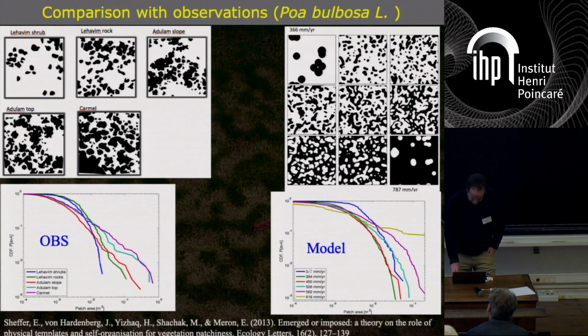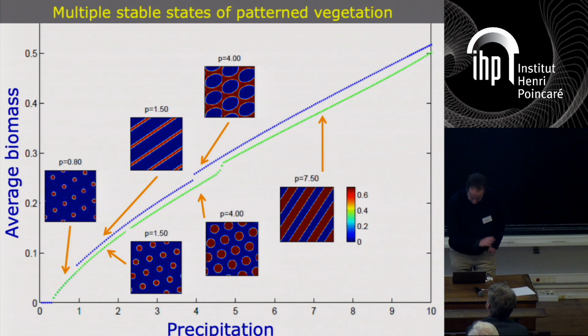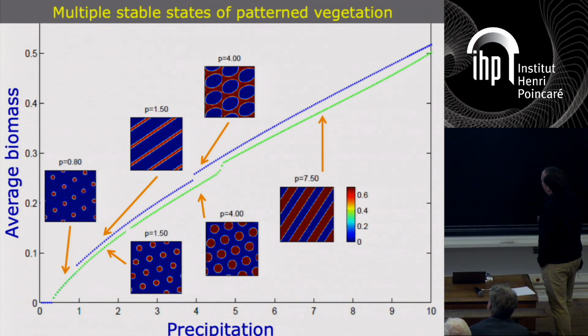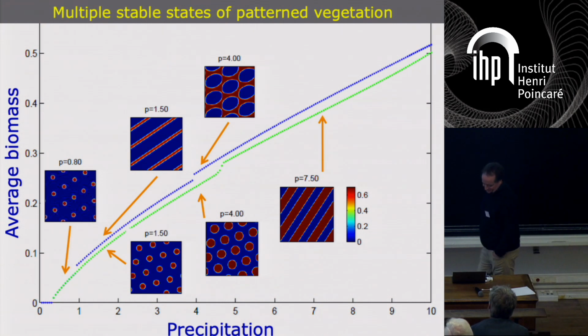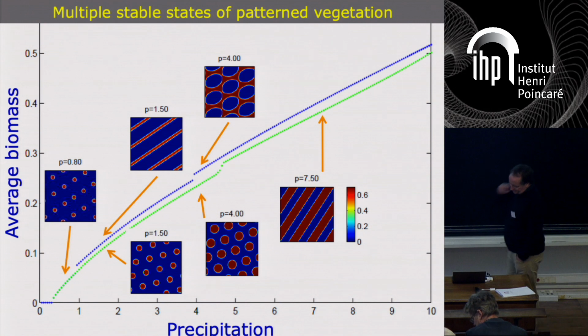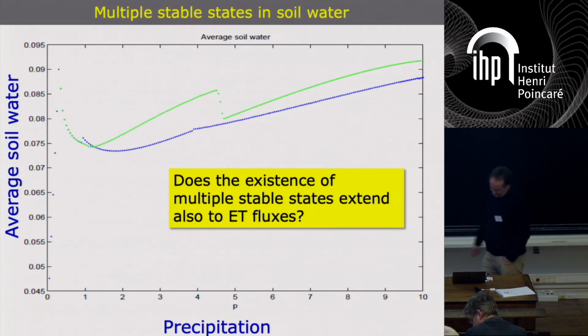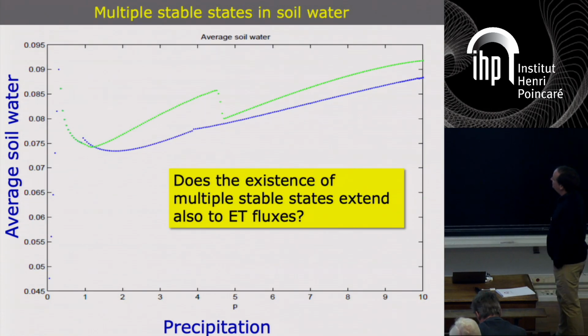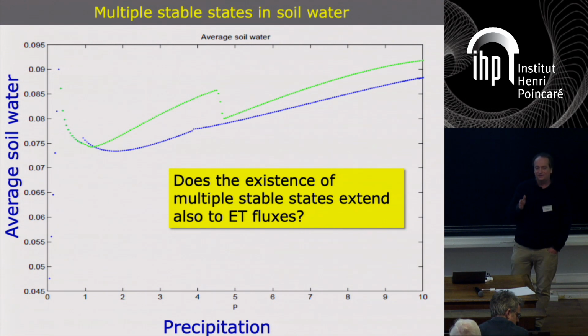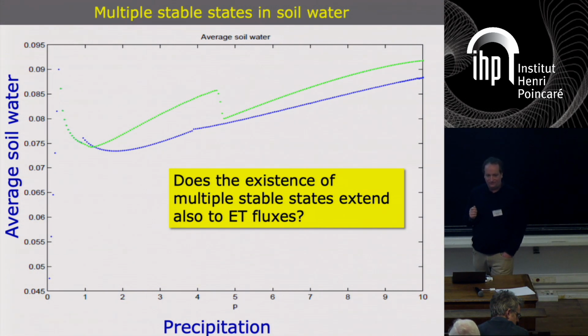Okay, let me just accelerate a bit. Let me go to this, which is now the real connection to finally going slightly more to the atmosphere. We have seen that we have multiple stable states of pattern vegetation, but these also translate to multiple stable states of soil water. So the next question is, do these transform also to multiple stable states or different alternatives at the same precipitation level in evapotranspirative fluxes?